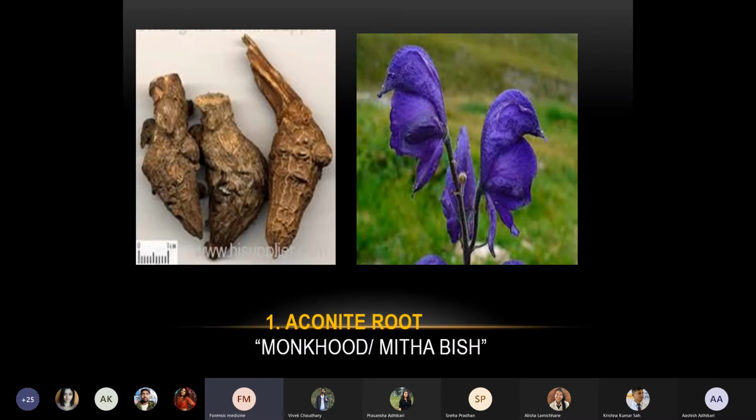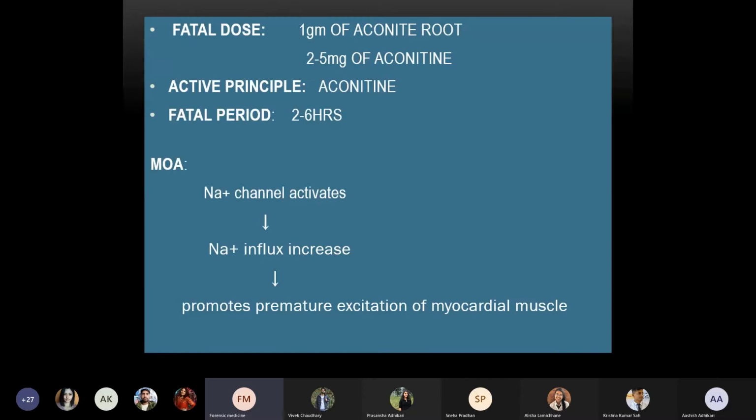You can see on the picture. So the purple flower, that is the aconite flower, and that on the left side, that is the aconite root. And this is also called mitha bish or monk wood. Dose: 1 gram of aconite root or 2 to 5 mg of aconitine, and this aconitine is the active principle of aconite root. Fatal period is 2 to 6 hours.